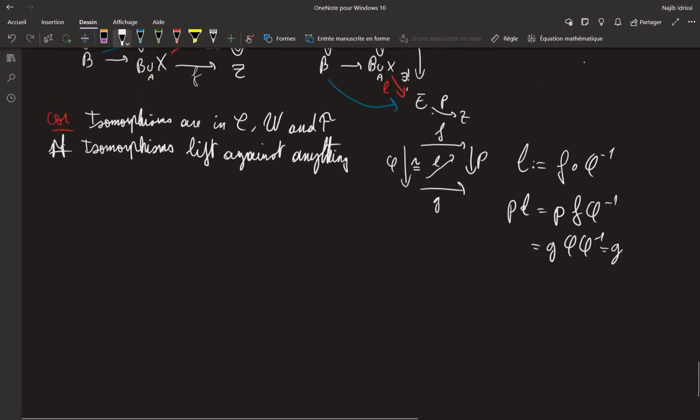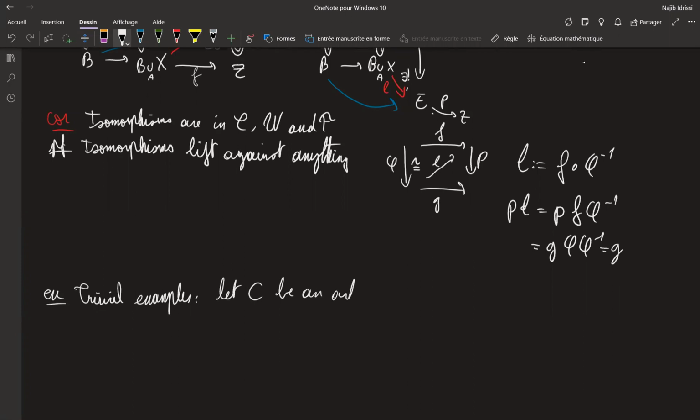So as promised, I'm now going to give some examples of model categories, because what's the point of making a definition if we don't have anything to work with? So let me start, as is usual in mathematics, with trivial examples. So we have 3 trivial examples. So let C be an arbitrary category.